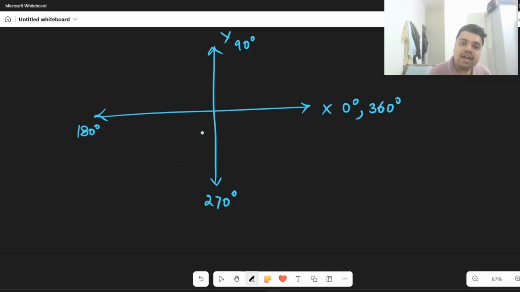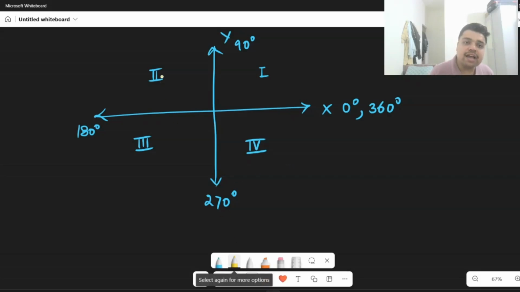Okay. And we already know these are known as the first quadrant, second quadrant, third quadrant, and fourth quadrant according to coordinate geometry. Now let's talk about how I can say which quadrant my angle is in. For example, suppose I have some angle here. Okay, let me just erase this. Let's say there is some angle. This is my angle. Okay, let's say this is alpha.